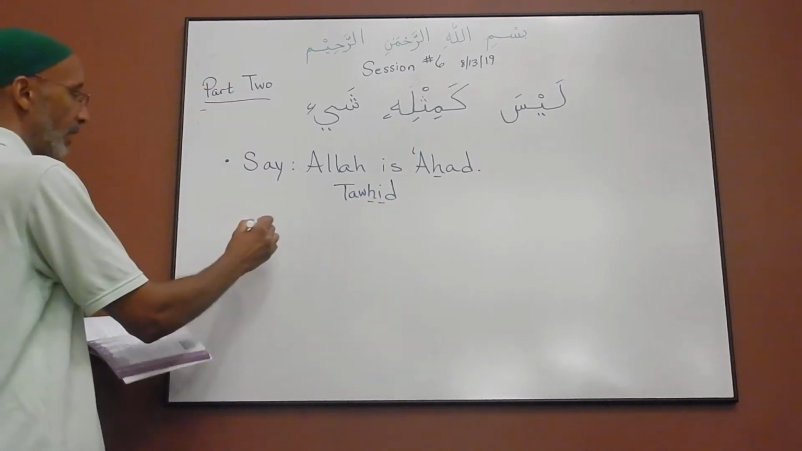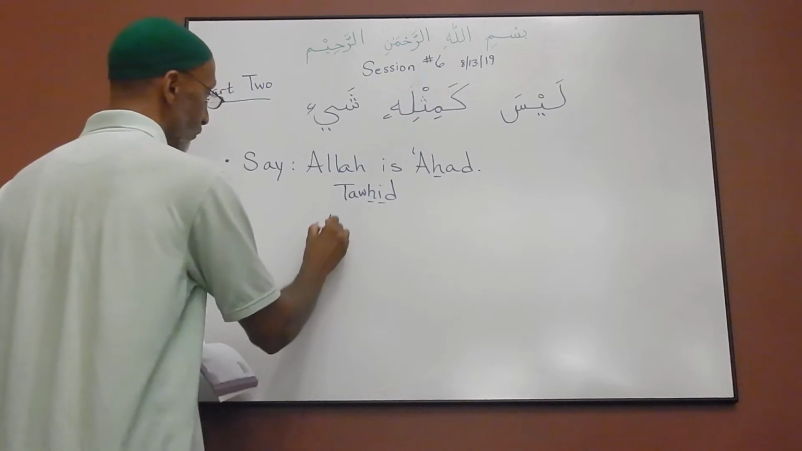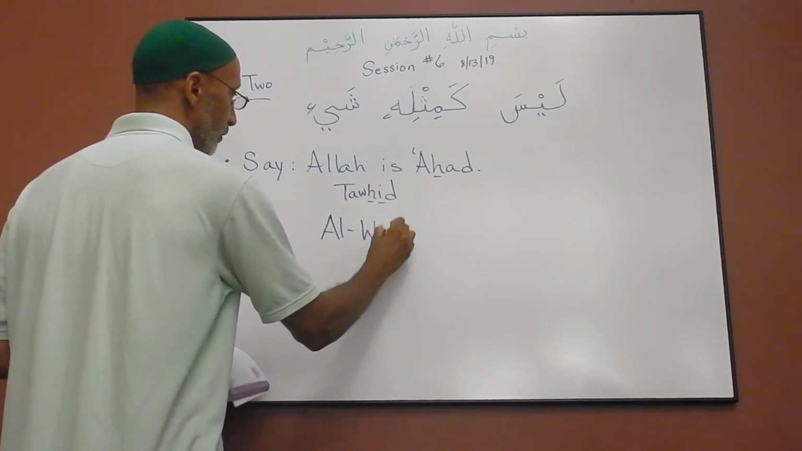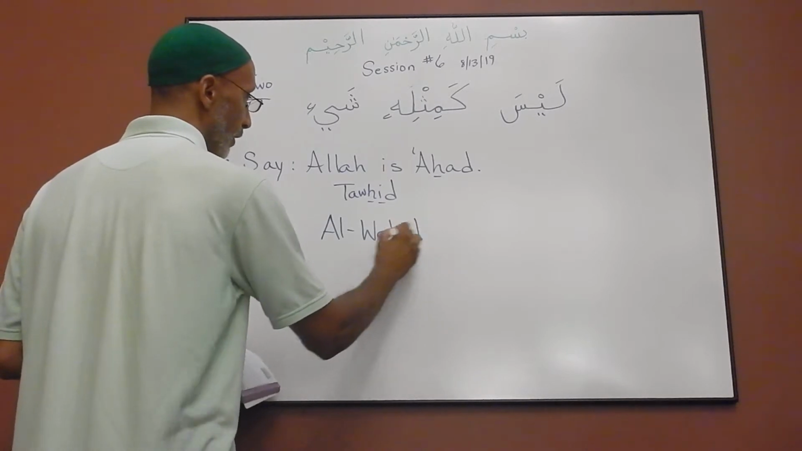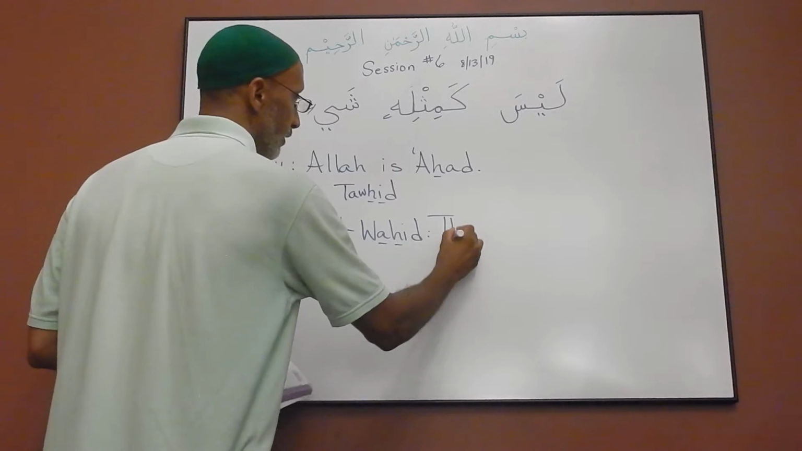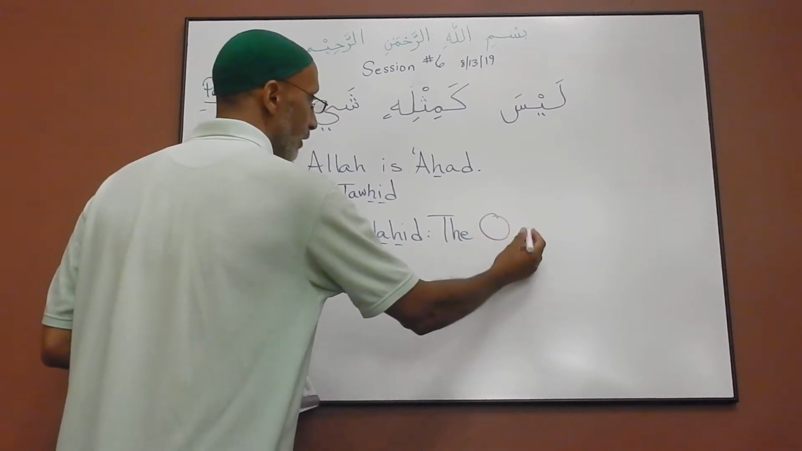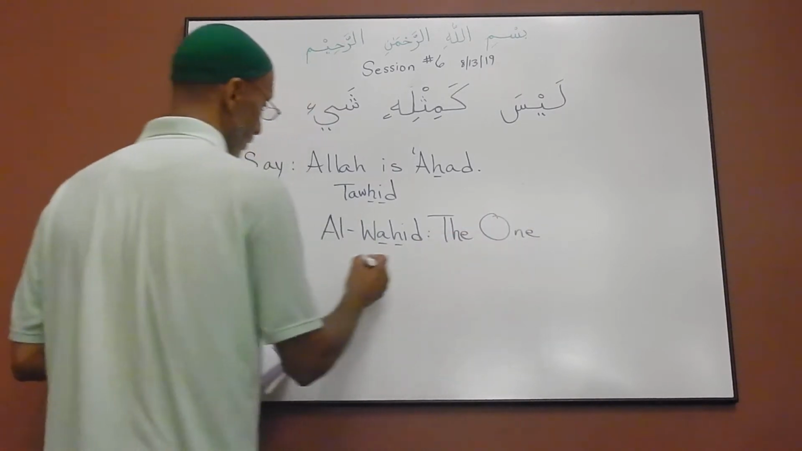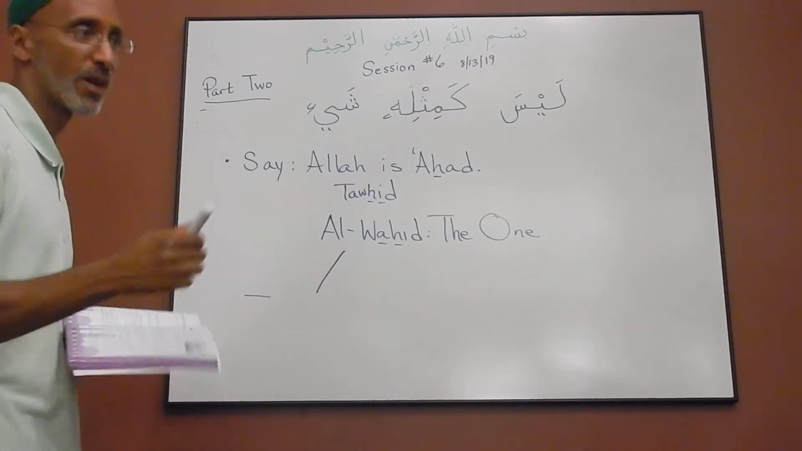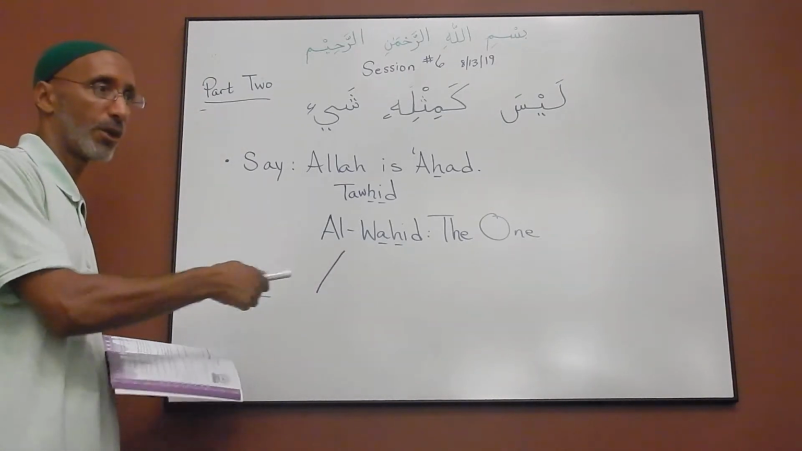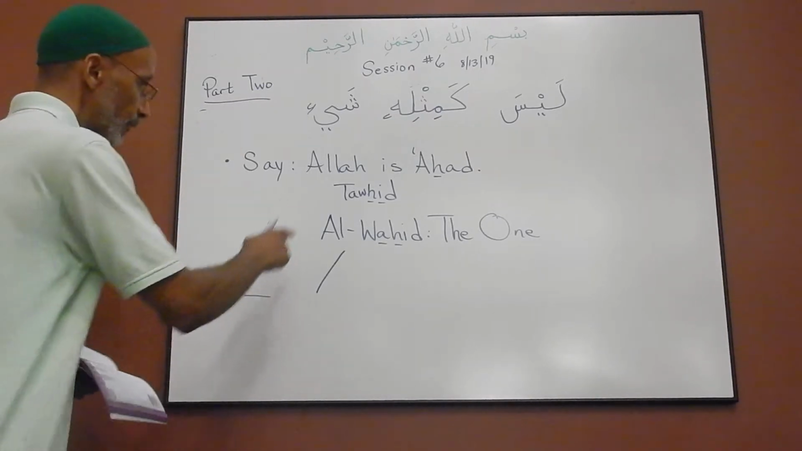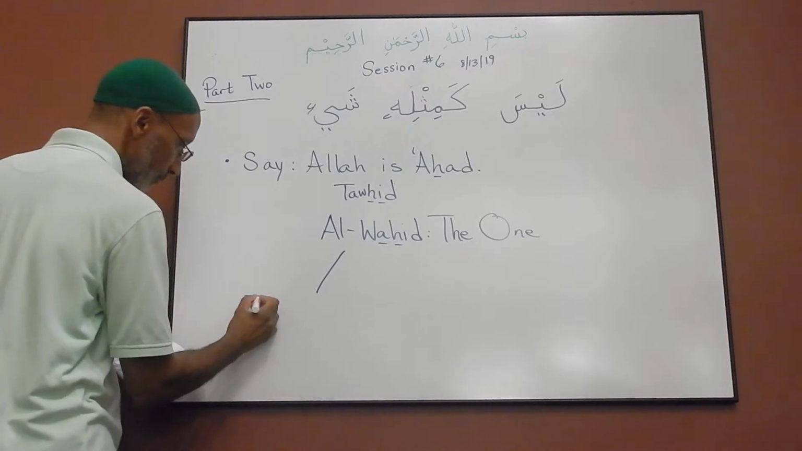And Al-Wahid, this is a name of Allah. Al-Wahid means the one. And what does that mean? Without a partner, because we say what? La ilaha illallah wahdahu la sharika lah. That Allah is one without a partner.